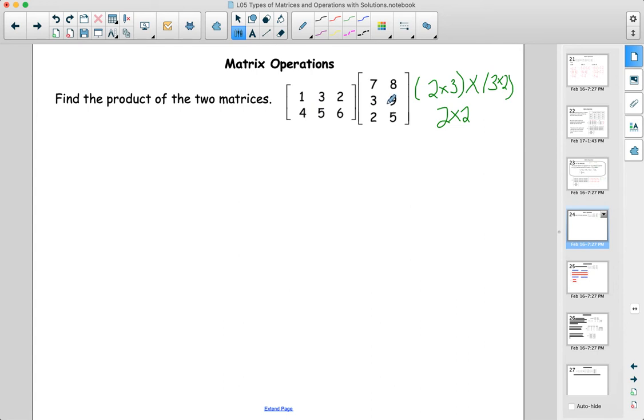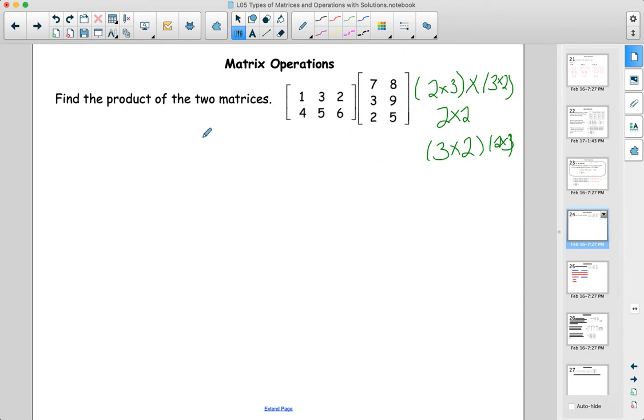If we multiplied this in a different order, we put this one first, we would be multiplying a 3 by 2 matrix by a 2 by 3 matrix. And that would return a 3 by 3 matrix. So it doesn't look like matrix multiplication can be commutative.